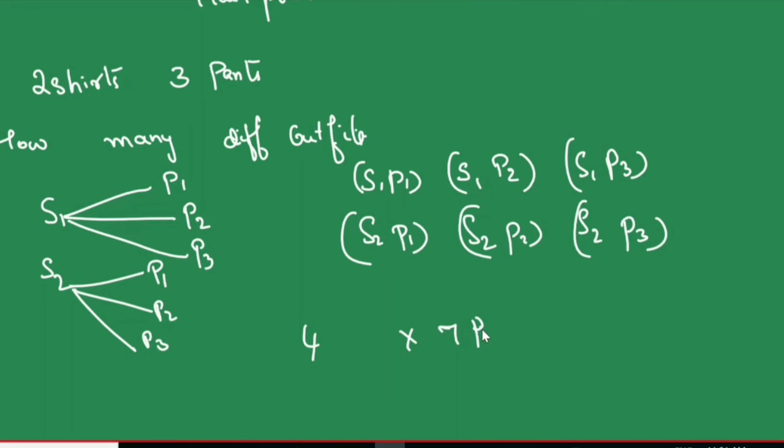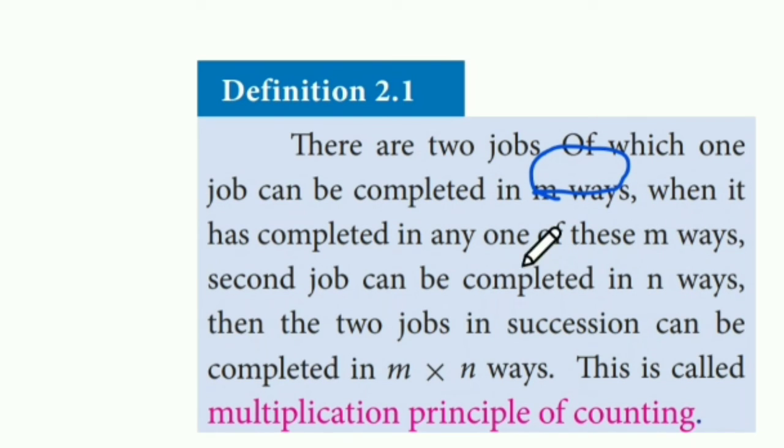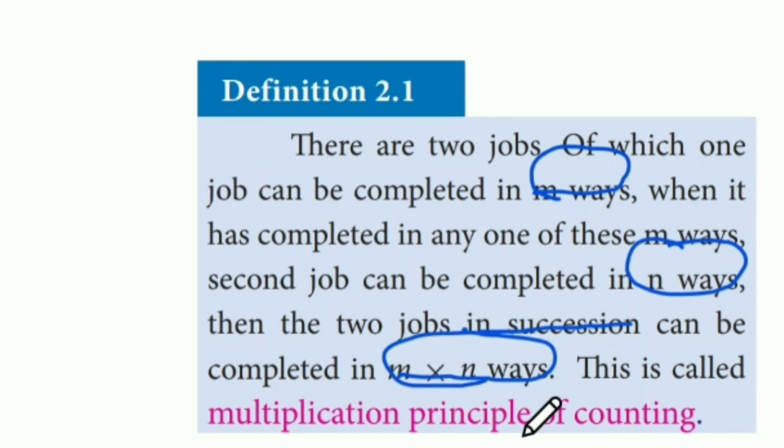Suppose instead of 2, you have 4 shirts and 7 pants, how many different choices will there be? You have to just multiply. There are 2 ways of taking the shirt and 3 ways of choosing the pant. So the total number is 2 into 3, which is 6 ways. So this is called the multiplication principle. If there are 2 jobs, one can be done in m ways and another can be done in n ways, then the 2 jobs together in succession can be done in m into n ways. This is called the multiplication principle of counting.